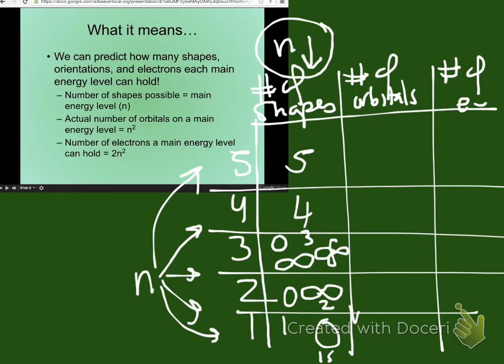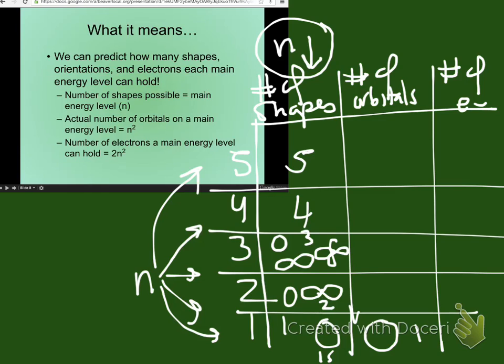Okay, so let's talk about the specific number of actual orbitals. So on the first main energy level, remember, if there's more than one orientation, it has to be represented. How many actual s orbitals are there on the first main energy level? How many ways can you orient a beach ball? Just 1. So we only have 1 orbital.